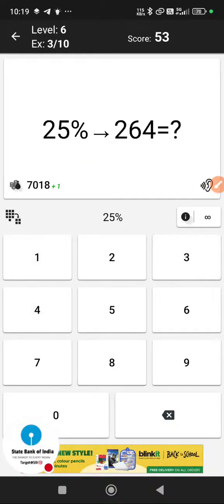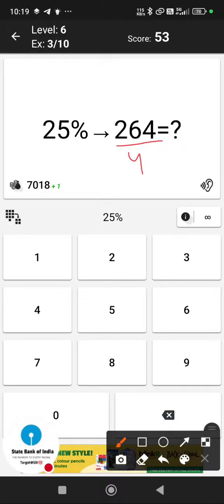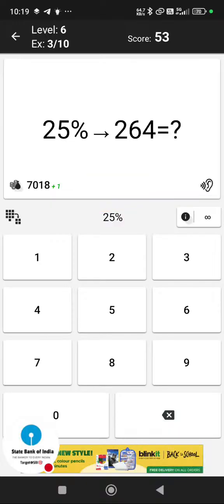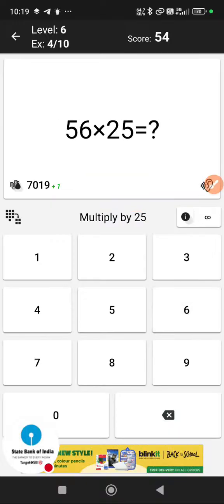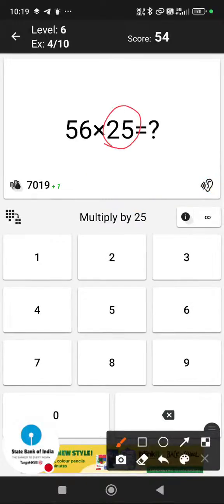Next one, divided by 4 times. 4, 6 times will be 24, and 6 times will be 24. Okay, the answer will be 66. Instead of 25, we write this as 100 divided by 4. 4 1 times and 4 times into 100, which will be 1400.